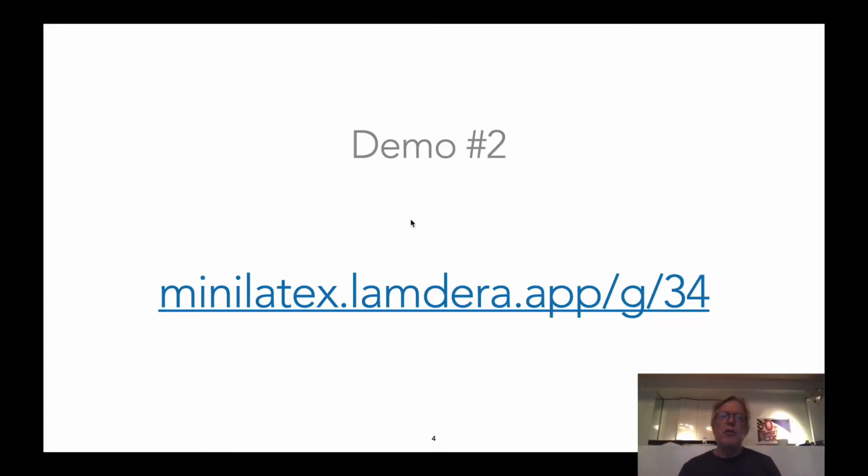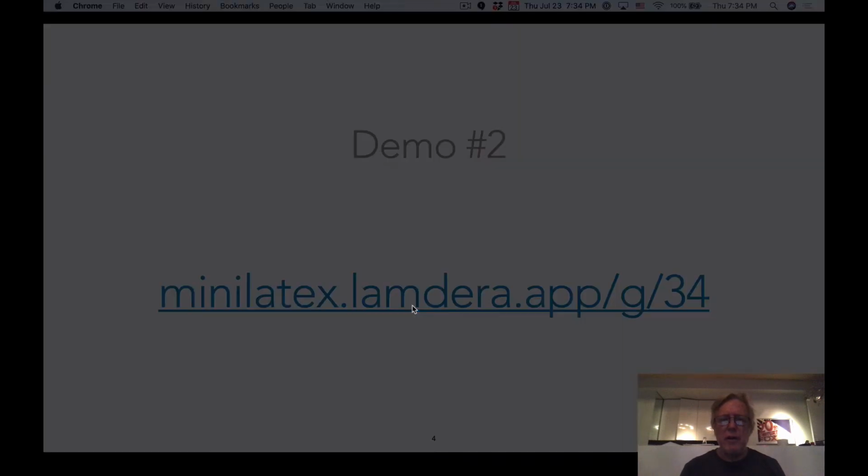So welcome back to part 2 of this 3-part series on MiniLaTeX. What I'd like to show you now is an app called MiniLaTeX.Lamdera.app. It's a full-fledged document management app, and it can be used in a number of ways. The first way is to simply click on a link. The link has the form the app name /G for guest / a number for the document number of some document. So let's try that.